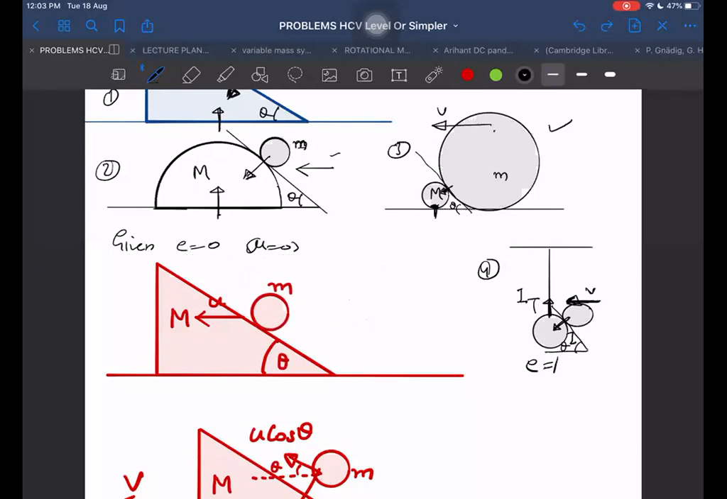Let me go back to the neat and clean diagram again. Then you tell me now. Okay, the question was this, e equals 0, mu equals 0. So one velocity you told me. What is one velocity? u cos theta. Let us say after collision it acquires velocity v.